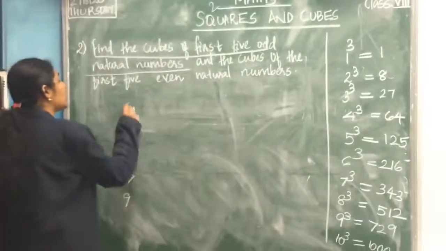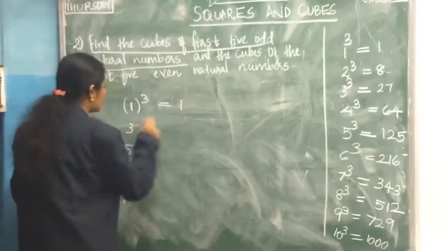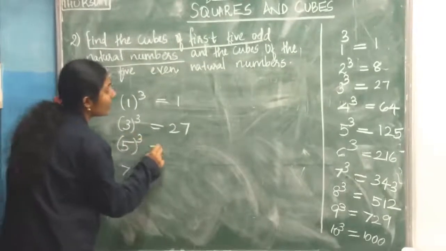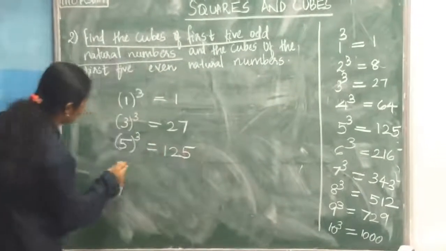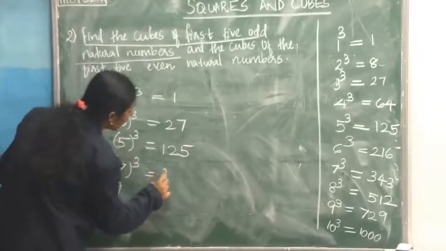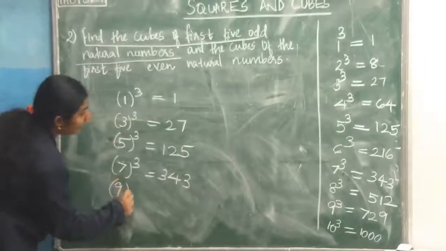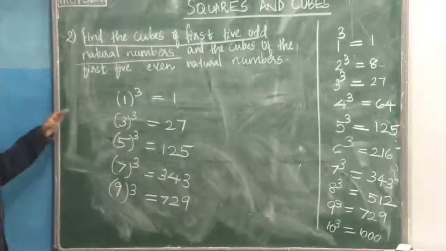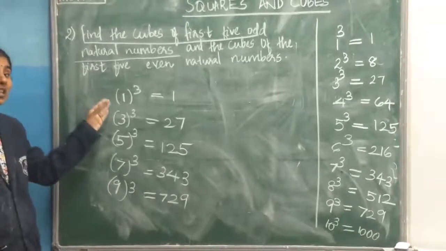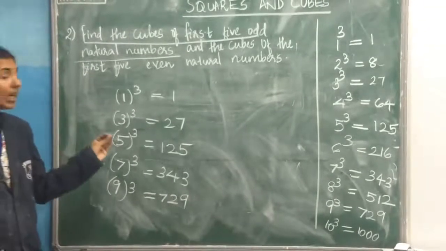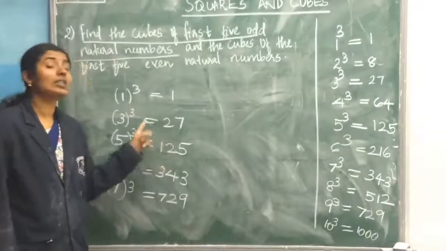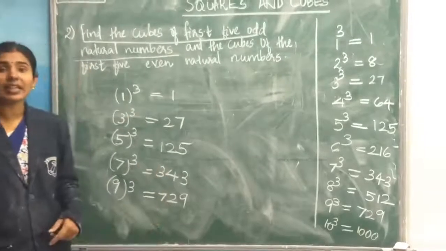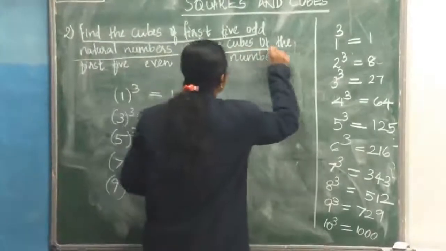So what is the cube of these numbers? 1 cube is 1. 3 cube is 27. 5 cube is 125. 7 cube you will get 343. 9 cube is 729. So the cubes of the first 5 odd natural numbers are 1, 27, 125, 343, 729.